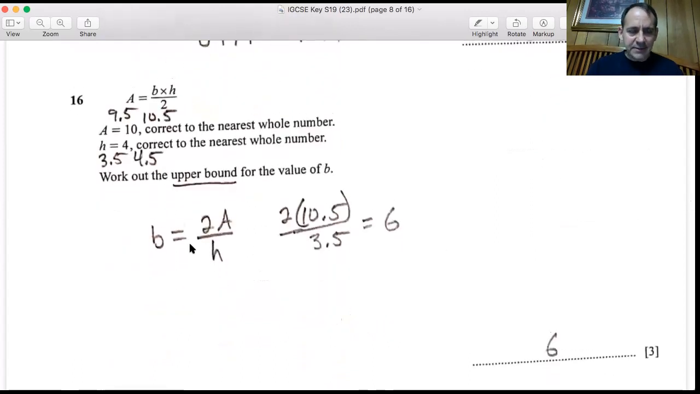Number 16, this is about upper and lower bound.